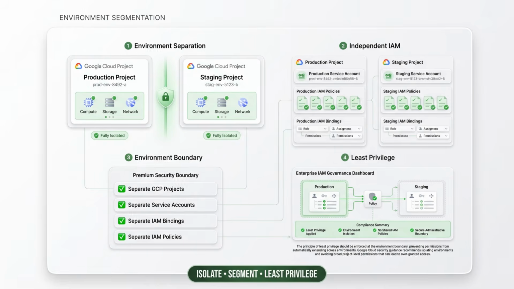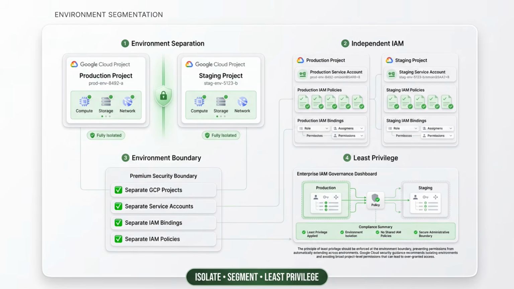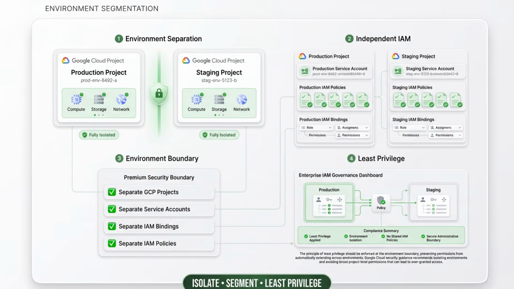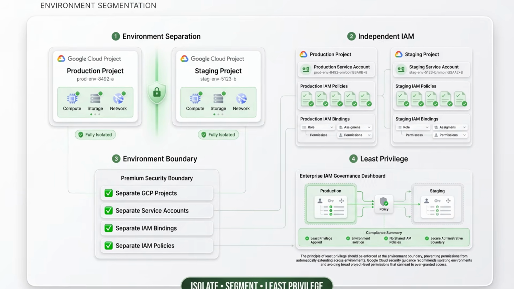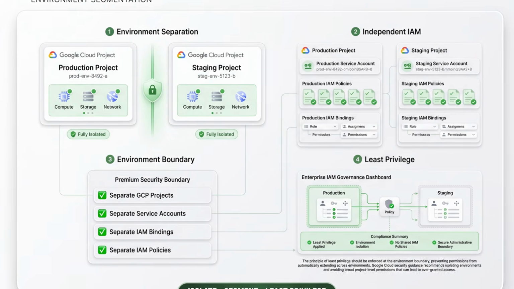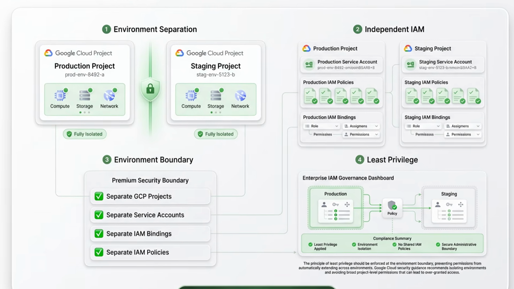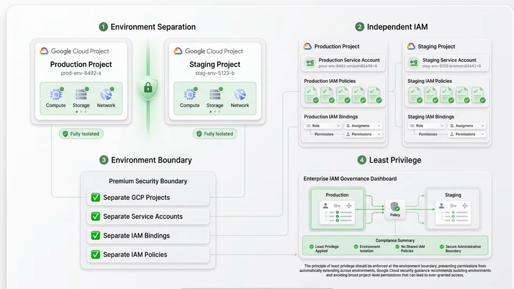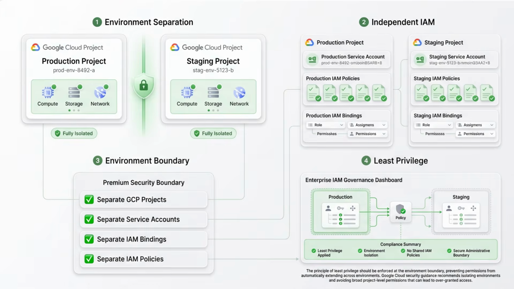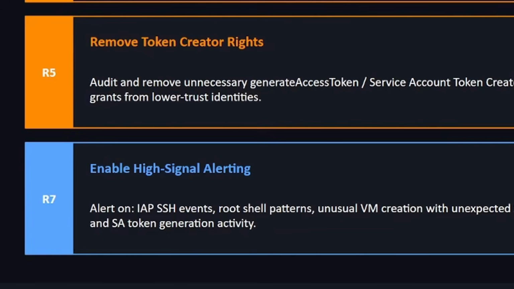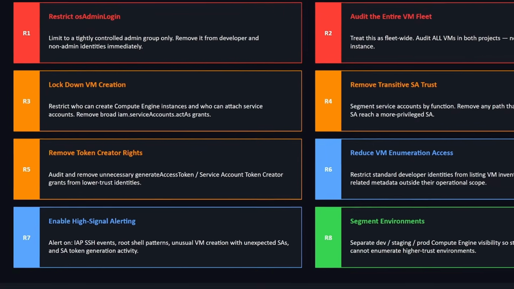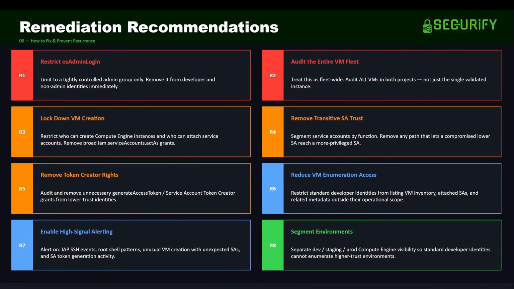Finally, environment segmentation. The reason the finding covers two projects is because the IAM model was effectively the same across both. Production and staging should not share IAM policies. Use separate GCP projects, separate service accounts, and separate IAM bindings for each environment. Apply the principle of least privilege at the environment boundary, not just within each environment. A developer identity that needs access to staging should not automatically have visibility into the production resources.